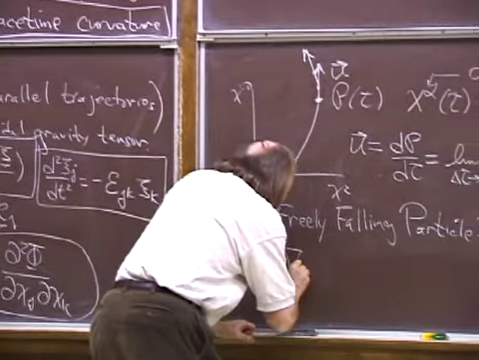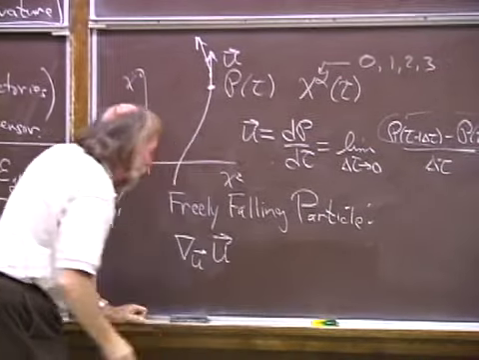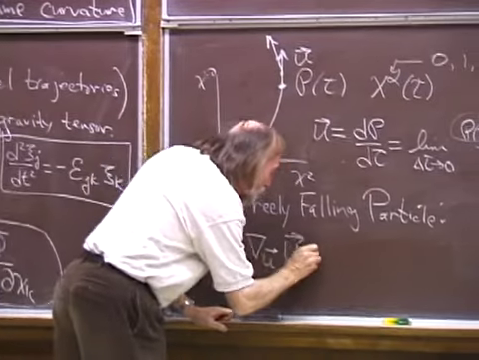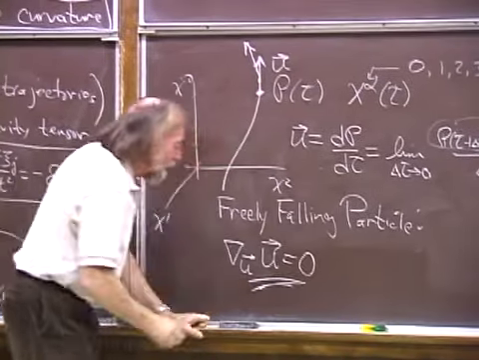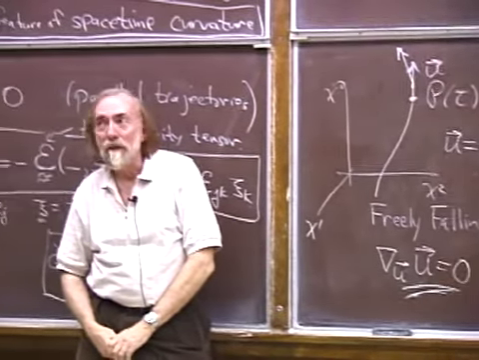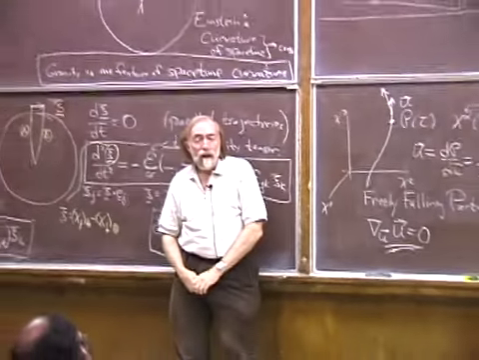Mathematically, the statement that this is a straight line we write as saying that the derivative of u along u is equal to 0. And I'll define this derivative of u along u on Wednesday, but I should quit now. So I'll continue this on Wednesday.